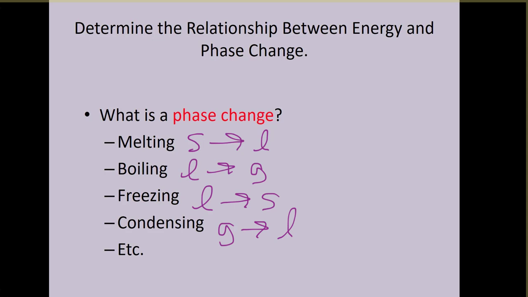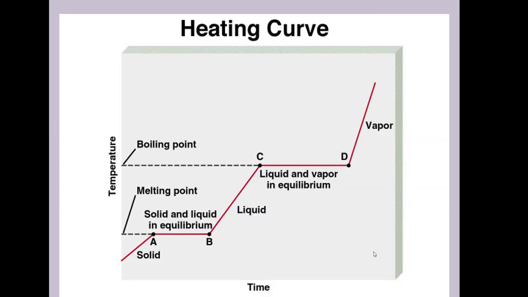Do you recall which two are missing? That's right, sublimation and deposition. In sublimation, it is going from a solid directly to a gas, and deposition is going from a gas to a solid. When we're looking at energy changes, we can draw what's called a heating curve. A cooling curve would just be the opposite, where you start from a gas and go to a solid.